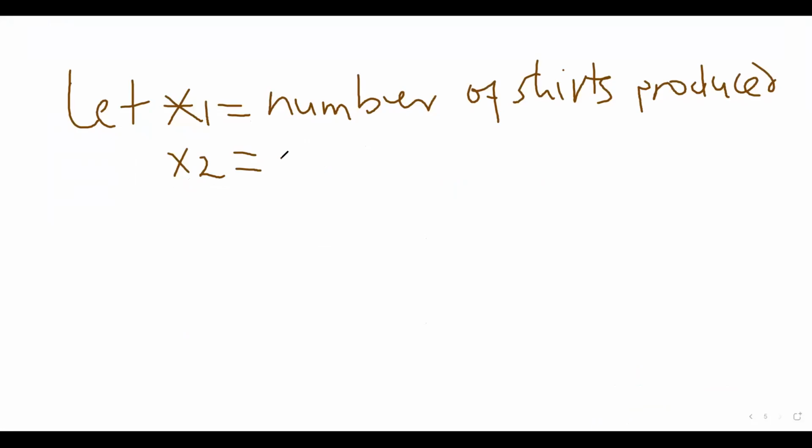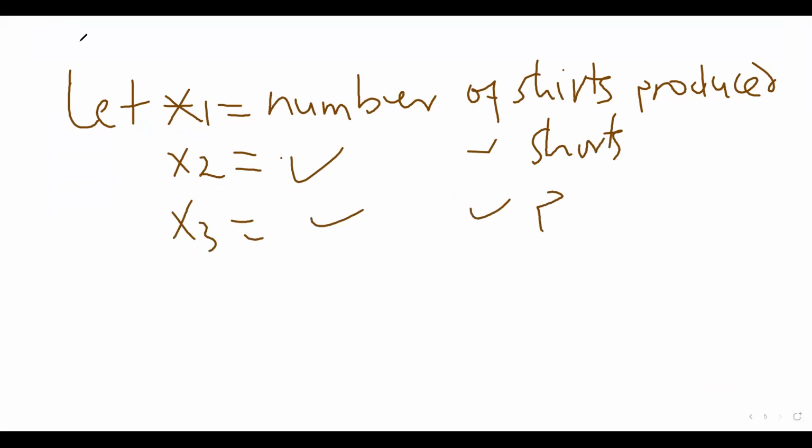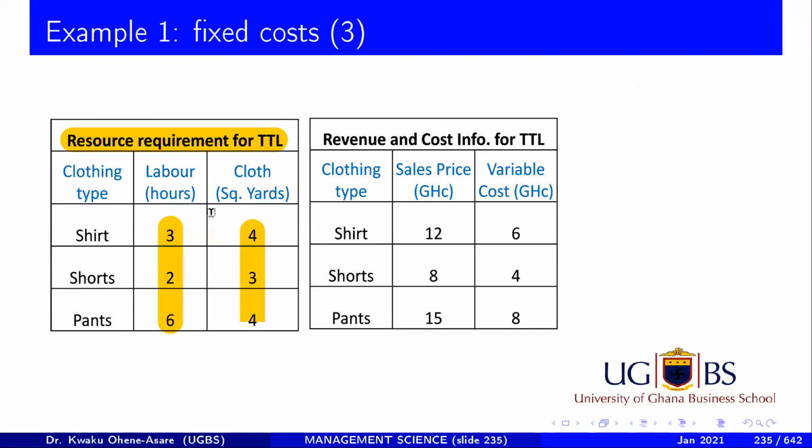So this second one will be the number of shorts produced. The number of shorts produced. And then the last one, which is X3, will be the number of pants to produce. So these are your decision variables, but they are not your only decision variables. Watch the story. Who can tell me whether or not there is another decision variable? It's in the story. Okay? Because look at the sentence there.